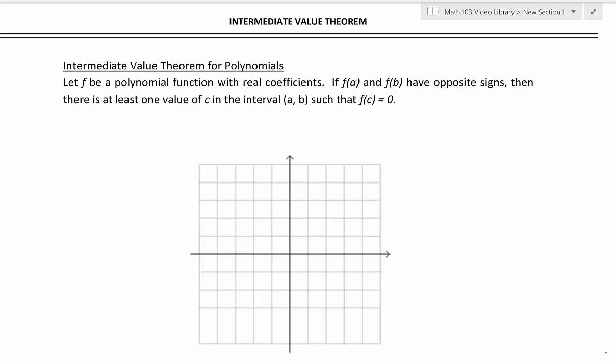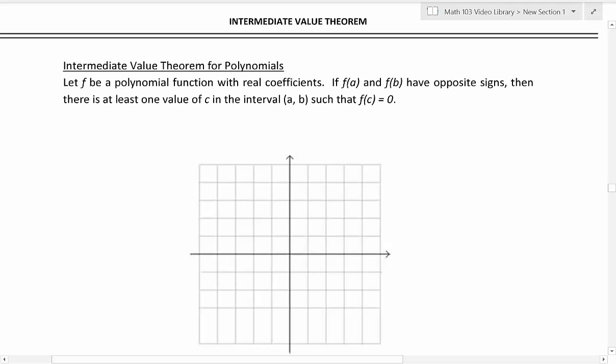This video discusses the intermediate value theorem. The intermediate value theorem for polynomials states, if we let f be a polynomial function with real coefficients, if f(a) and f(b) have opposite signs, then there is at least one value c in the open interval (a, b) such that f(c) equals 0. Let me draw you a picture to help explain that.